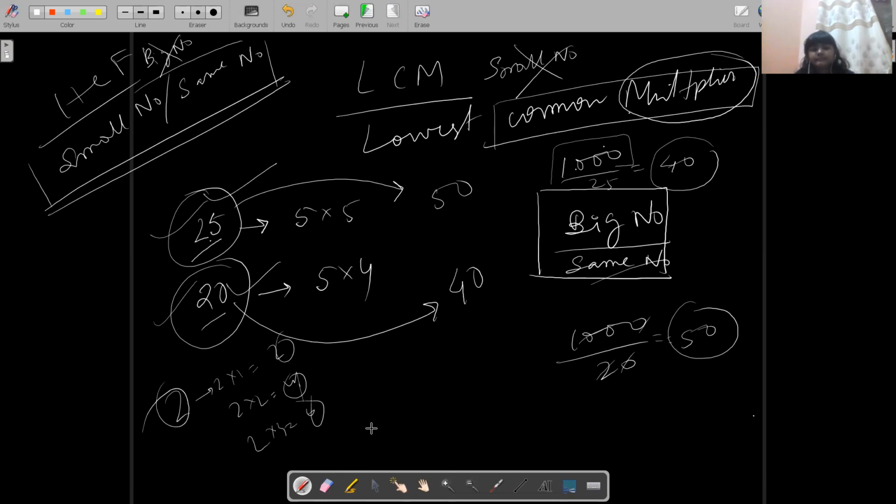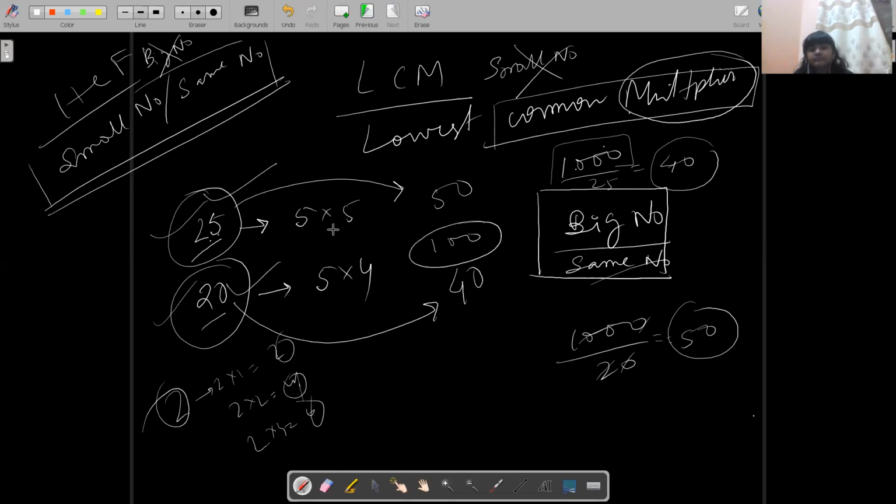Okay. So what is the multiple of 25? It's 50 or 75 or 100. It can be anything, right? What is the multiple of 20? It's 20, 40, 60, 80, right? But what is the common multiple? See, 100 is a common multiple.